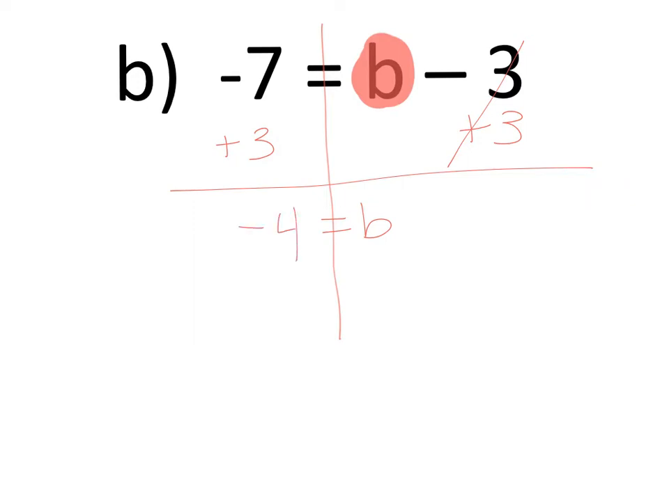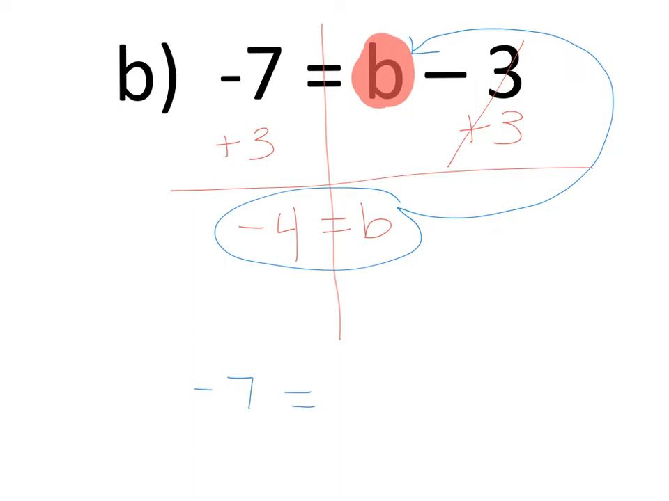Now, you can check these to make sure you're doing it right. And so just keep in mind that a check would look like this. You're going to take it and you just plug it back in. So negative 7 equals negative 4 minus 3. And then you see, does it work? And yep, this works. So then you've got the right answer. So you can actually check all of these to make sure that you're getting them correct.